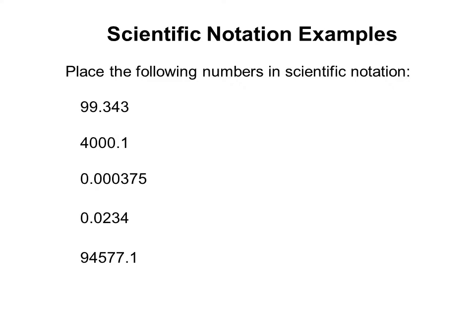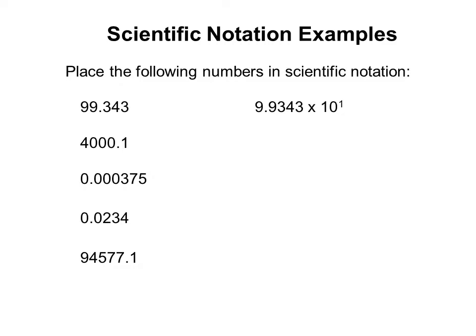Okay, so hopefully you've paused the video and you've expressed these numbers in scientific notation and you've gotten them right. So let's check comprehension here. So we have 99.343. If we express this in scientific notation, we're going to move this decimal point one place to the left, so that's going to be 10 to the first, right? So that would be 9.9343 times 10 to the first in scientific notation.